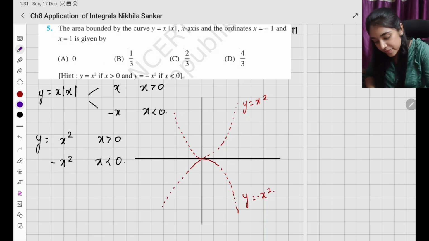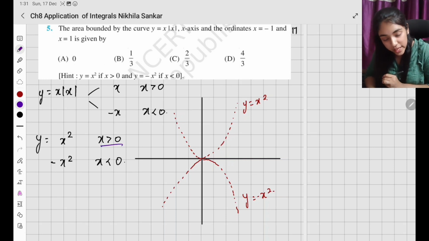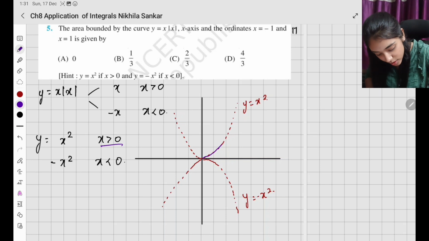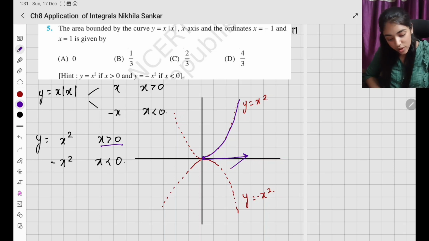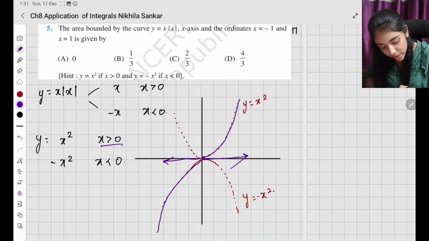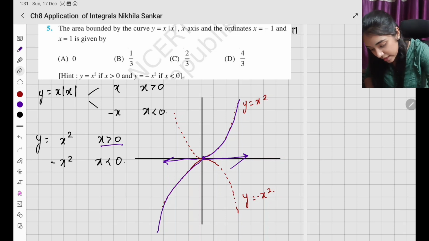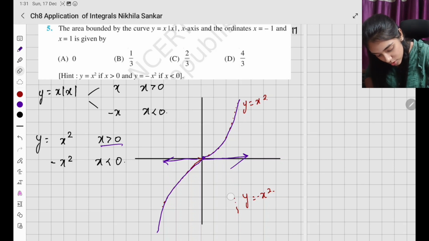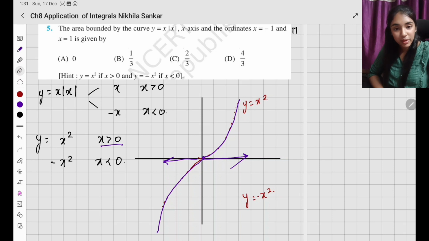Now what is he saying? For x greater than 0, y equals x square. So x greater than 0 means I'm talking about this. This is x, this is greater than 0, all these values are greater than 0. Now when x is less than 0, y equals minus x square. So this is going to be my y equals minus x square. So what is my graph? These two points are not included, this one also is not included. So this is going to be my final graph.